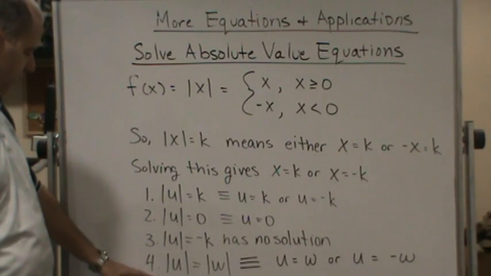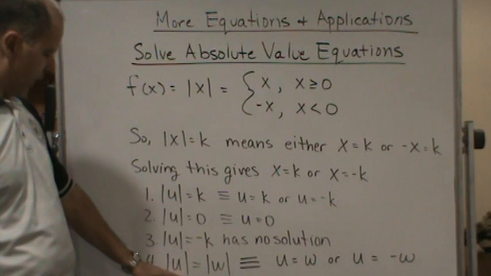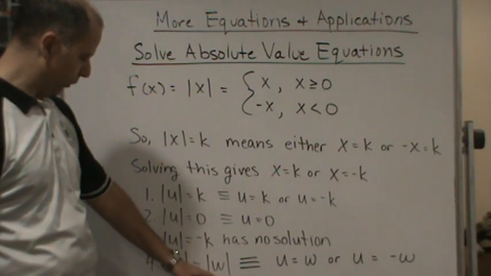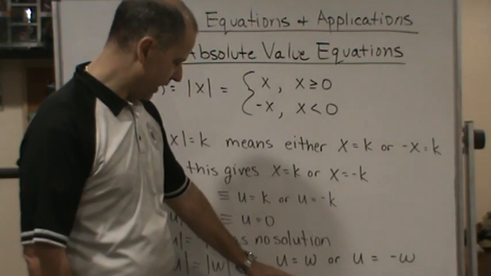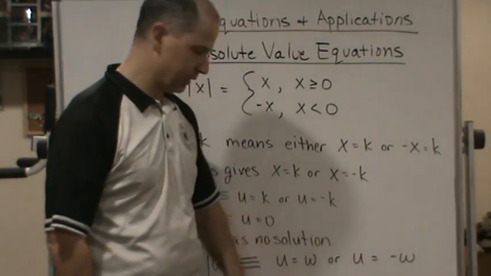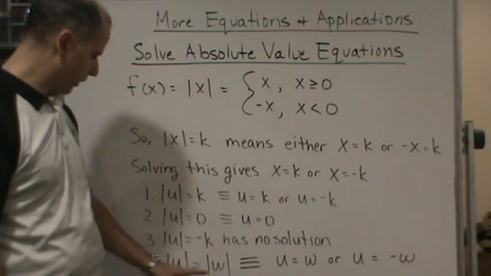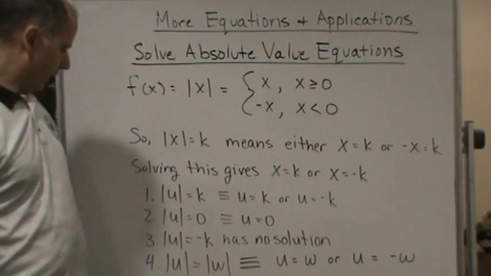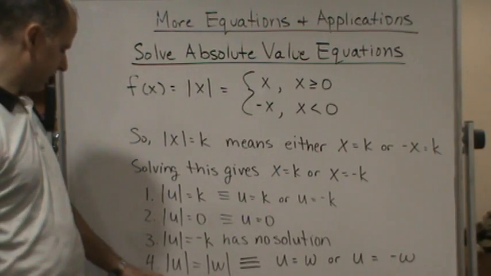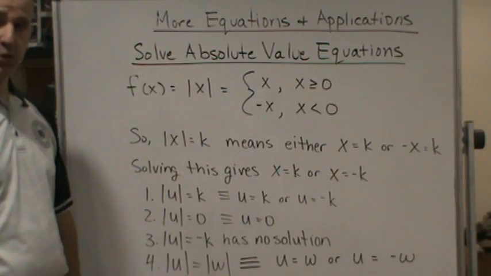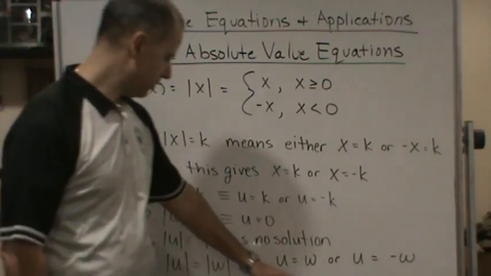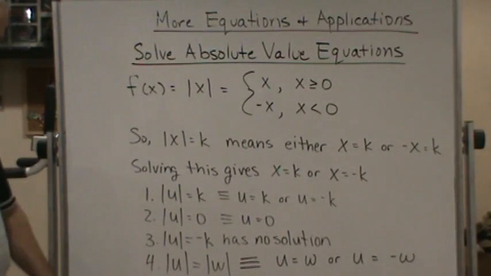And then case 4, when you have absolute value of u equal to the absolute value of w, that's equivalent to just saying u is equal to w or u is equal to negative w. In the case of the absolute value equal to another absolute value expression, there's some redundancy there. So if you actually take the definition, some of those just reduce to the same thing. Okay, so these are equivalent. Okay, so these are the 4 cases you could run into when solving absolute value equations. All right, so now we'll do some examples.